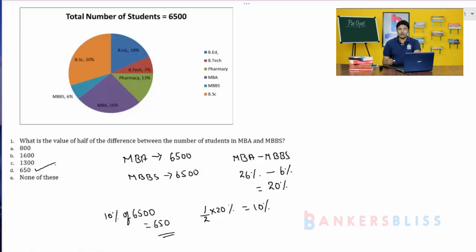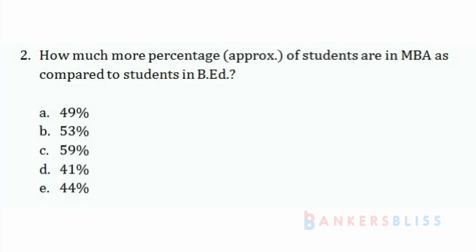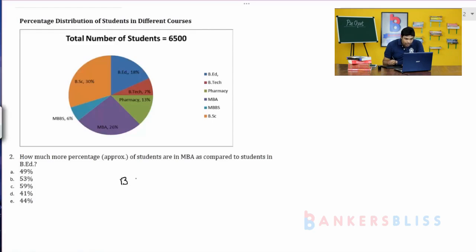Let's go to the next problem. Problem number 2. How much more percentage approximately of students are in MBA as compared to the number of students in B.Ed? So compared to B.Ed, how much percentage more students are there in MBA? B.Ed is 18%. MBA is 26%. And both 18% and 26% are calculated on 6,500.